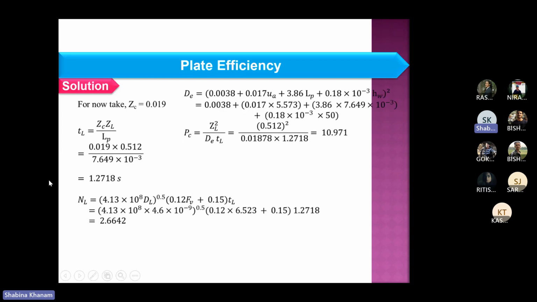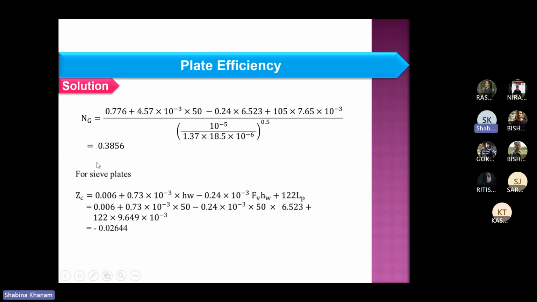So for calculation purpose only, to illustrate the example further, I have taken this ZC as 0.019. Okay, TL you can find out by this ZC ZL by LP, so it is coming as 0.127. Okay, and then you can find out number of transfer units in liquid phase. Expression is given already, values you know already. So NL is coming as 2.6642. Okay, and NG is coming as 0.3856.